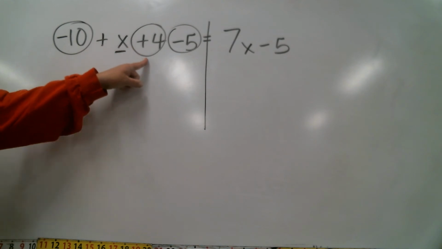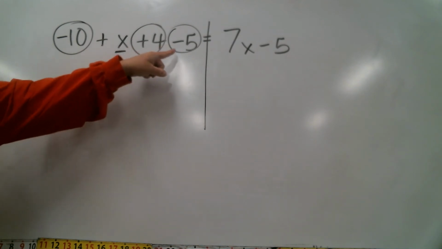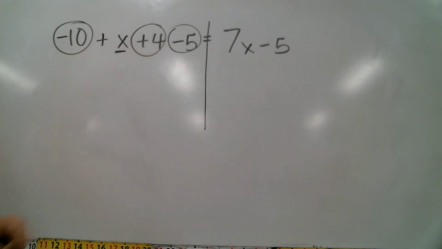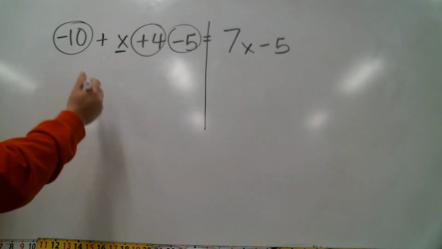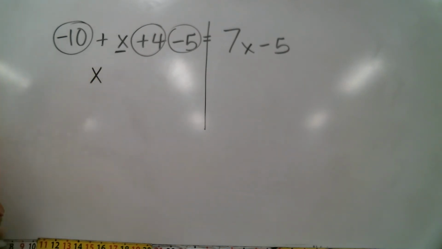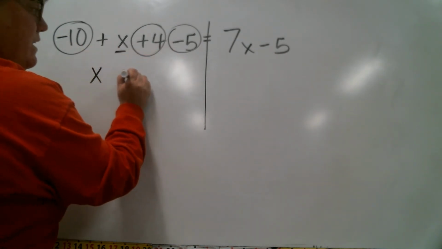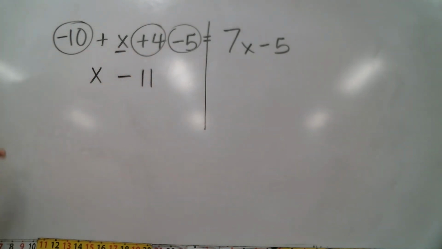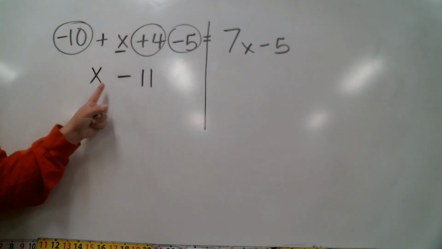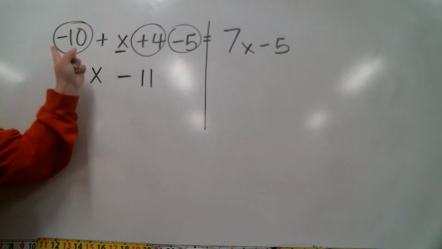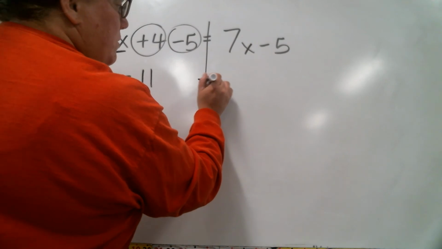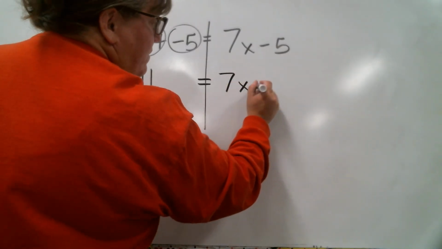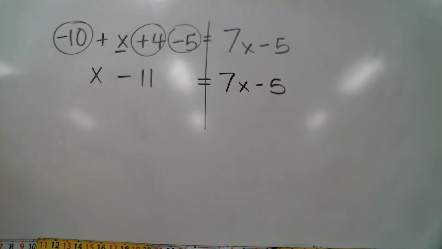Negative 10 plus 4 is negative 6. Negative 6 minus 5 is negative 11. So this x here, I did not have anything to combine with it, so I'm leaving it as that. And then I combined all of this to get negative 11. So I'm rewriting it. I'm simplifying this whole side to be x minus 11 by combining all those terms. And then I'm going to rewrite this side because it doesn't have any like terms for me to combine. So first step taken care of, I've combined the like terms that are together on the same side.